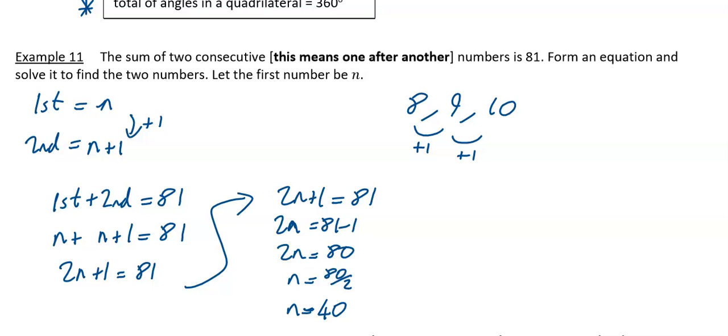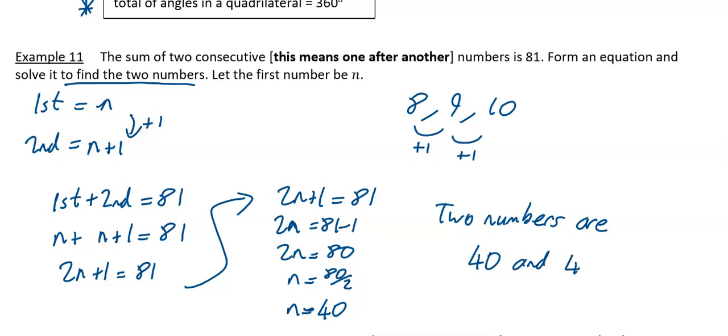Okay, let's read the question. It looks like we've done it. As far as I can see, it says form an equation and solve it to find the two numbers. So I found one of my numbers. I'm just going to say the two numbers are, okay, and we've got 40 as one of my numbers, and my other number then is 40 plus 1, which is just going to be 41. Okay, that is us done.